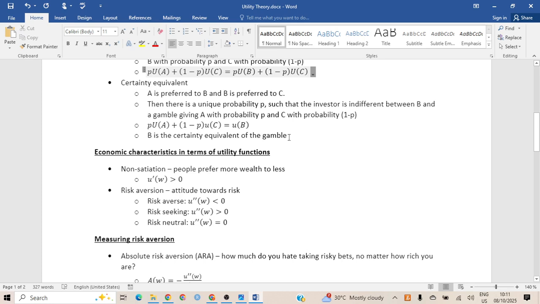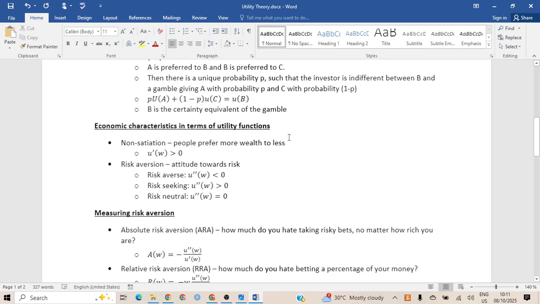Moving forward, we'll look at economic characteristics in terms of utility functions. So the first economic characteristic is non-saturation. This is where people prefer more wealth to less. And in terms of utility function, it is the first derivative of the utility of wealth, and it will always be greater than 0.